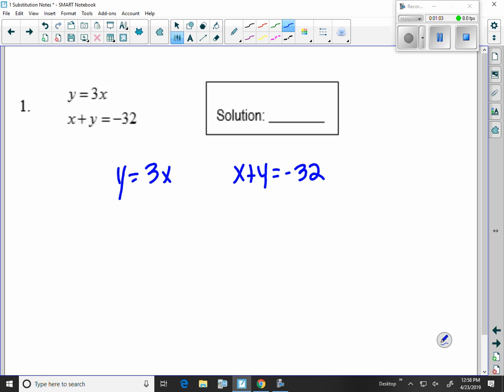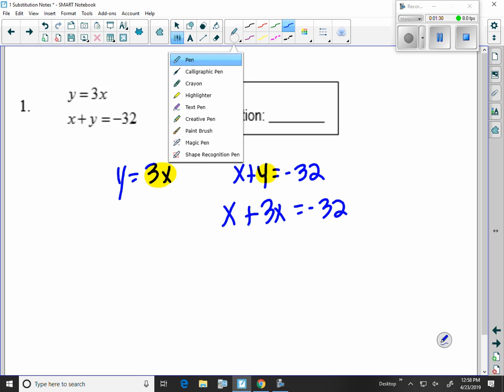Step 4. Substitute what you got for the variable into the other equation. This is why we call this substitution. Okay, here I go. I'm substituting in 3x for what variable over here? y. So when I say substitute, I'm literally replacing that y. So I'll keep my x, and then I'll have plus 3x equals negative 32.